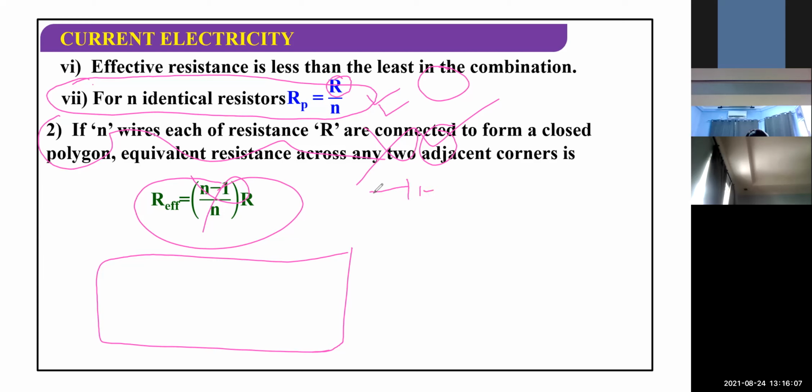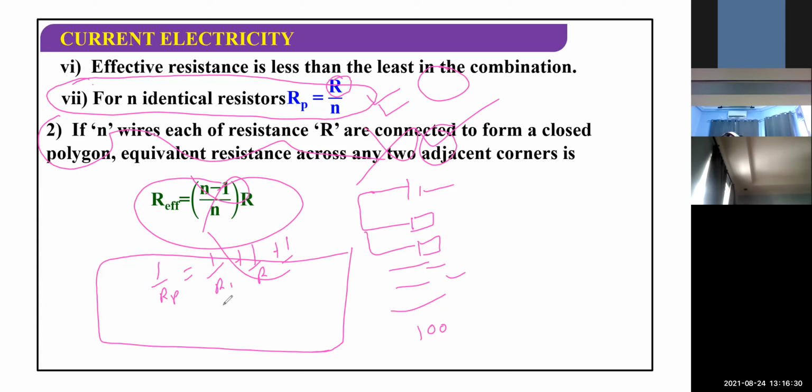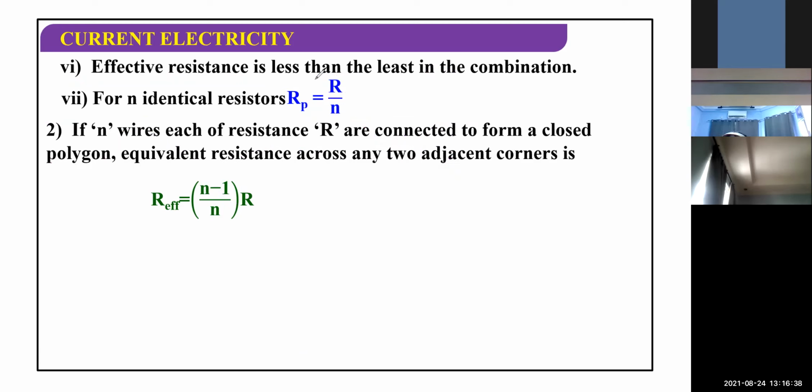Let me draw a diagram. Suppose one resistor, second resistor, third, fourth, fifth, up to 100 resistors. In that situation, it is very difficult to write the equation 1 by Rp equal to 1 by R1 plus 1 by R2 plus 1 by R3, and so on up to R80. Very difficult. So we have this technique. Let me show one example to clarify the use of the equation Rp equal to R by N. You will find it here in the slide.